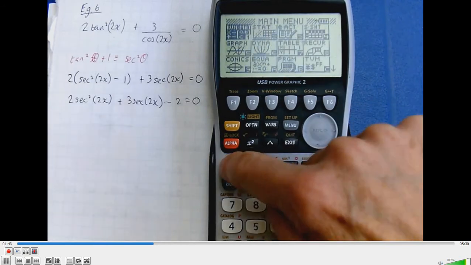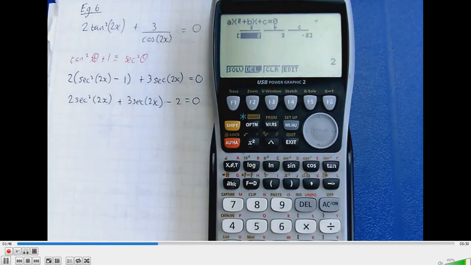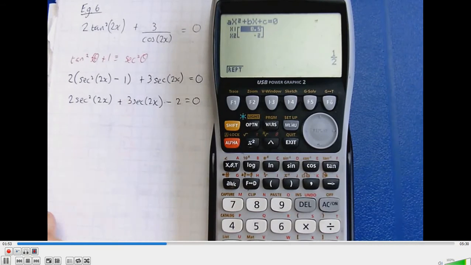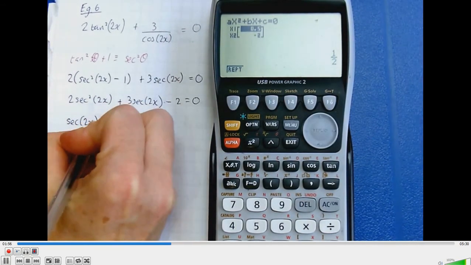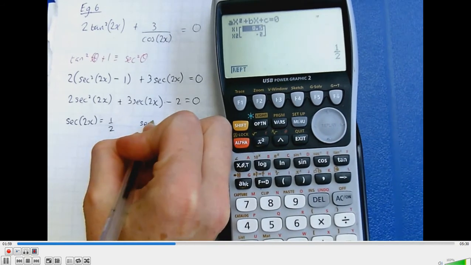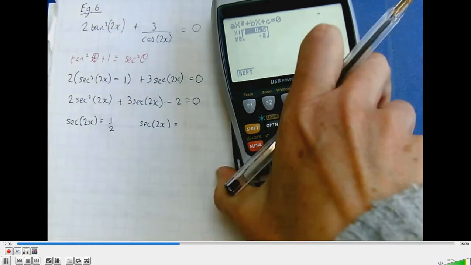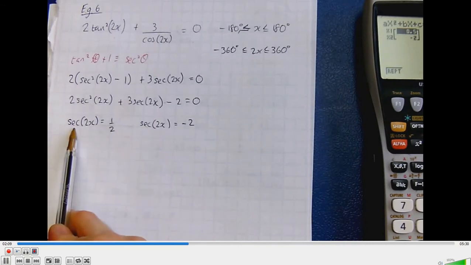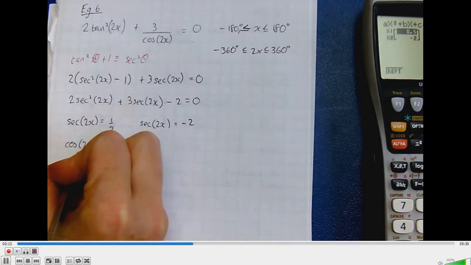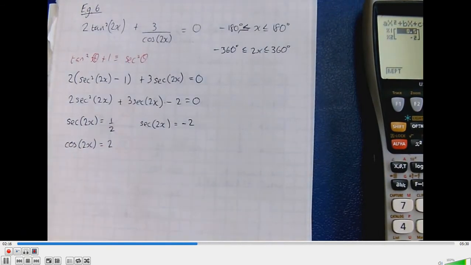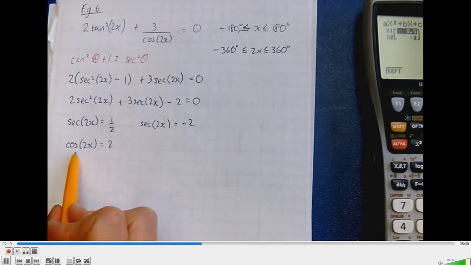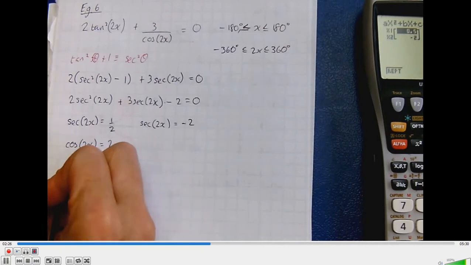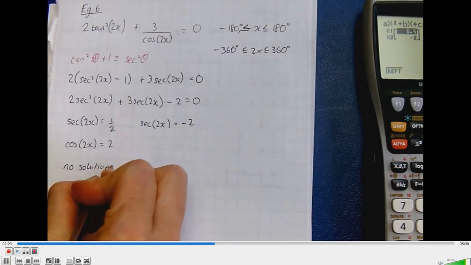So let's go polynomial solver and put in the coefficients of 2, 3 and negative 2. And we get sec of 2x is equal to a half, or sec of 2x is equal to negative 2. We can't do inverse sec on our calculator, so we need to take the reciprocal. So we now have cos of 2x is equal to 2. Hopefully some alarm bells are ringing there, because we know that cos is between negative 1 and 1. So this is going to give us no solutions. So we say no solutions, and we give a reason.